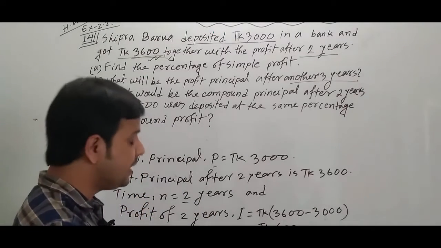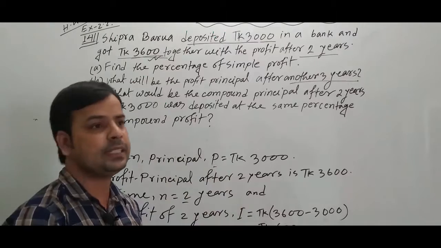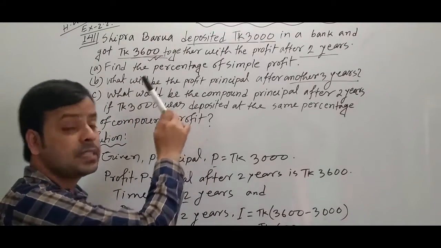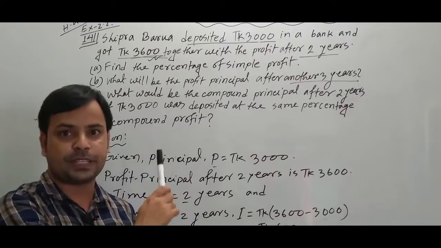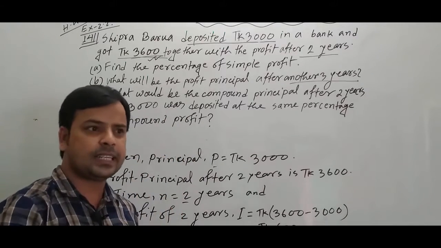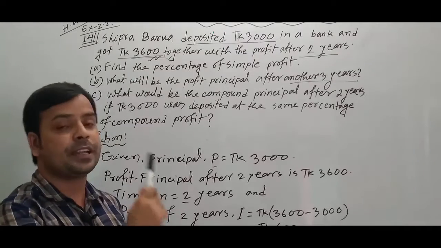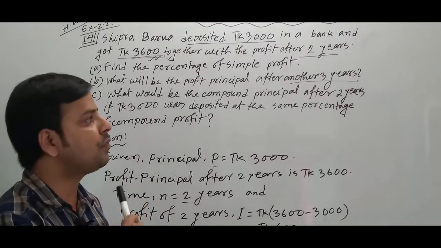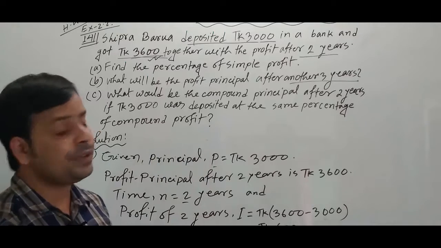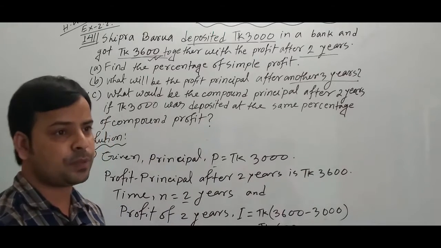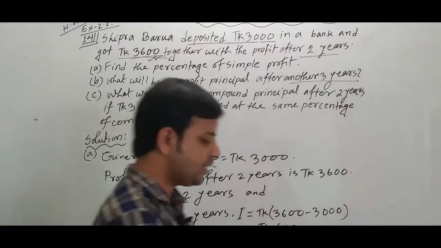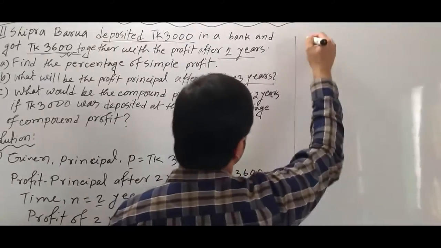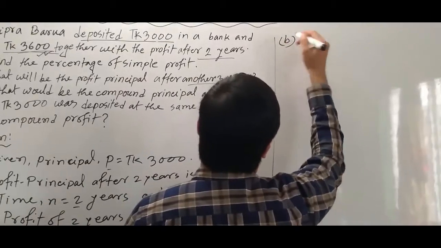The students, in this case you have to remember that if it is not mentioned here whether the profit is simple profit or compound profit, in that case you must consider this is simple profit. So we need to find the simple profit of 3 years. Okay, dear students, now I'll start question B. Question B.